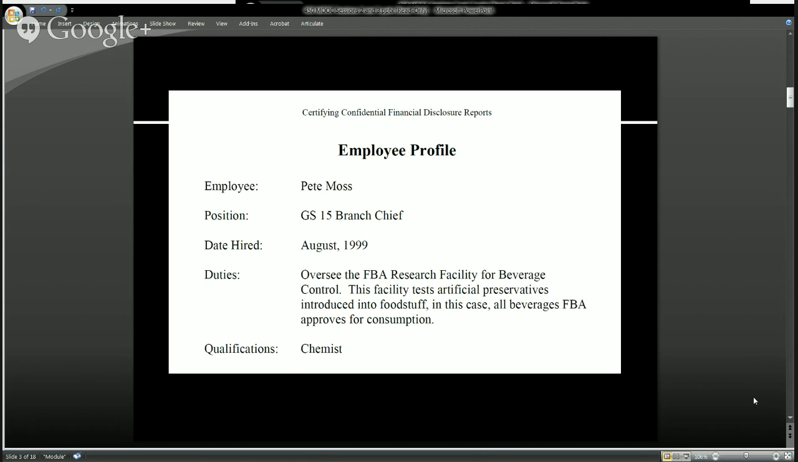His position is he's a GS-15 branch chief. He was hired way back in August 1999, and so we can kind of guess he's a career federal employee. And his duties are to oversee the FBA research facility for beverage control. The facility tests artificial preservatives introduced into foodstuffs, in this case, all beverages FBA approves for consumption. And his qualifications are that he's a chemist. So he's sort of a chief chemist in our beverage control section. So we want to keep that in mind also as we go through the confidential financial disclosure report.